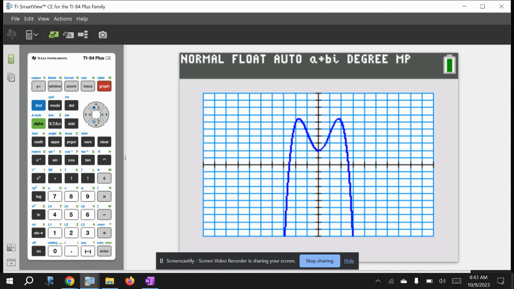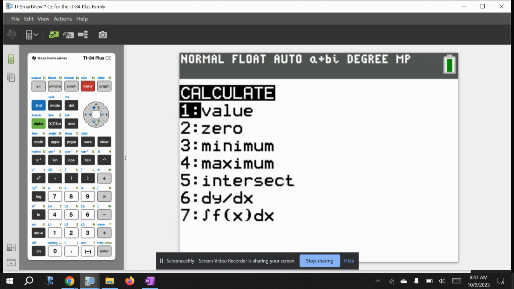So the calculator, you can hit second trace, and it'll pull up this calculate menu, and it can find a given value. Like if you put in an x, it'll find the y value. We already know how to do that. It can find a zero. What's another name for a zero? An x-intercept. So we could get it to tell us those x-intercepts. Let's do that.